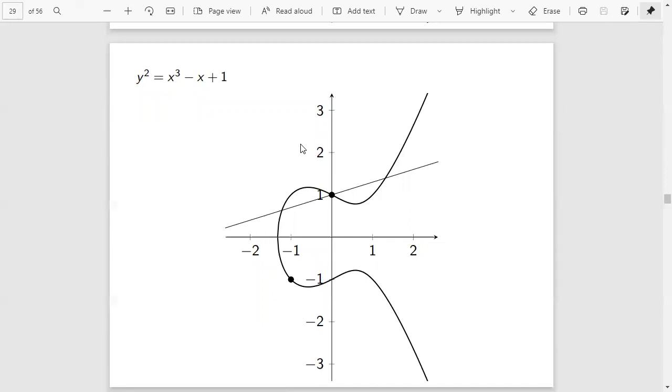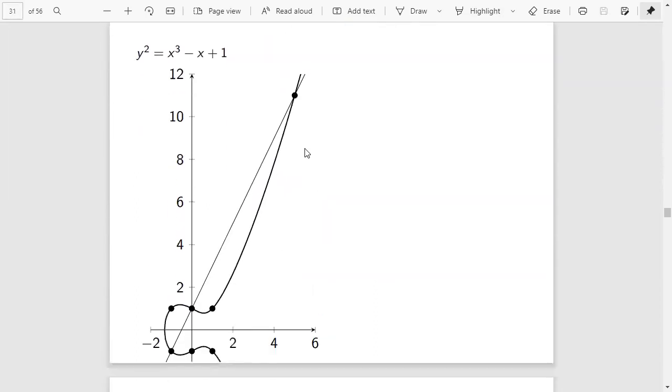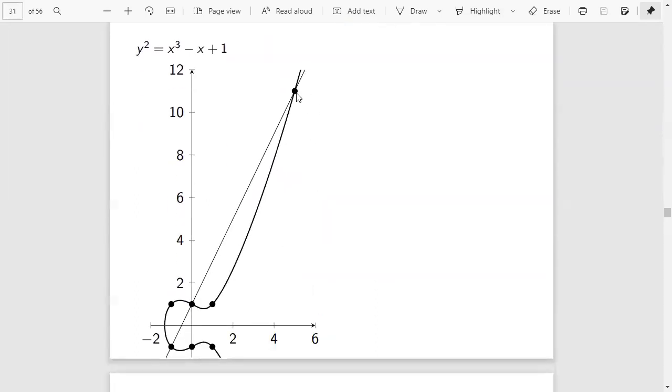So the same method exactly doesn't work, but we can tweak things a little bit. We can draw a line that goes through 2 of the points we already know about. So I picked (-1, -1) and (0, 1), 2 points we already know about. This line is actually going to intersect the curve somewhere way up there, because this curve is getting steeper and steeper. So if I zoom out a bit, we can see the other intersection up here.